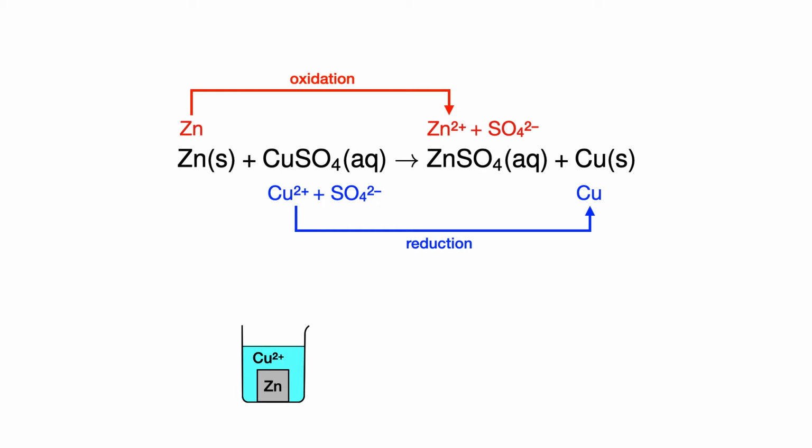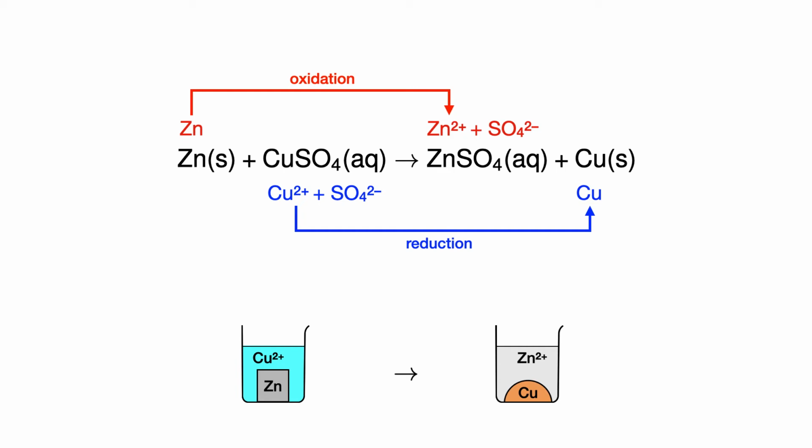And then as the reaction proceeds, the zinc metal is being converted into zinc ions, and the copper ions are being converted into copper metal. And so what you end up with is all of the zinc has dissolved and formed a colorless solution, and all of the copper has come out of solution and formed a solid mass of copper metal.